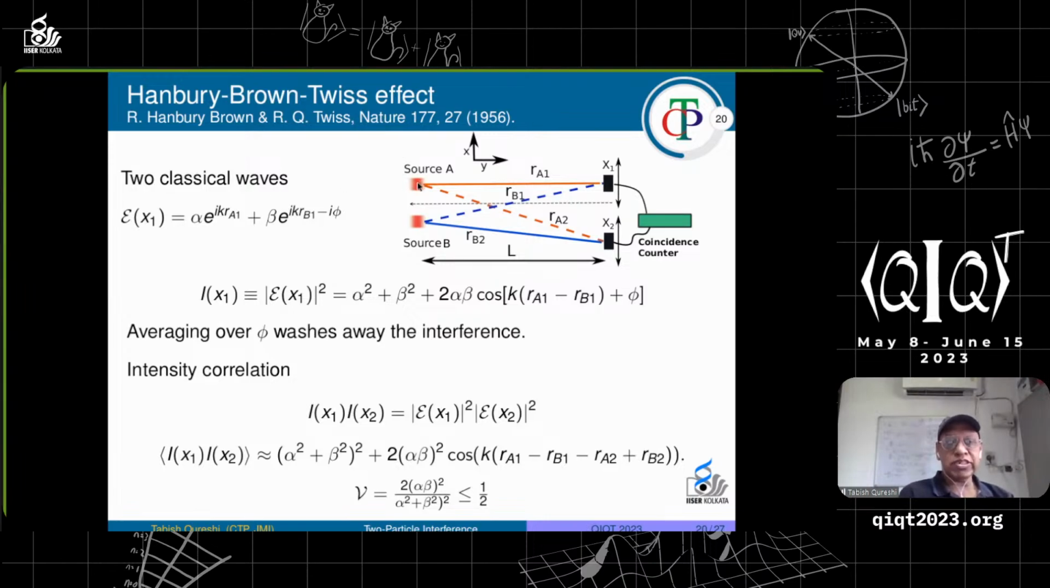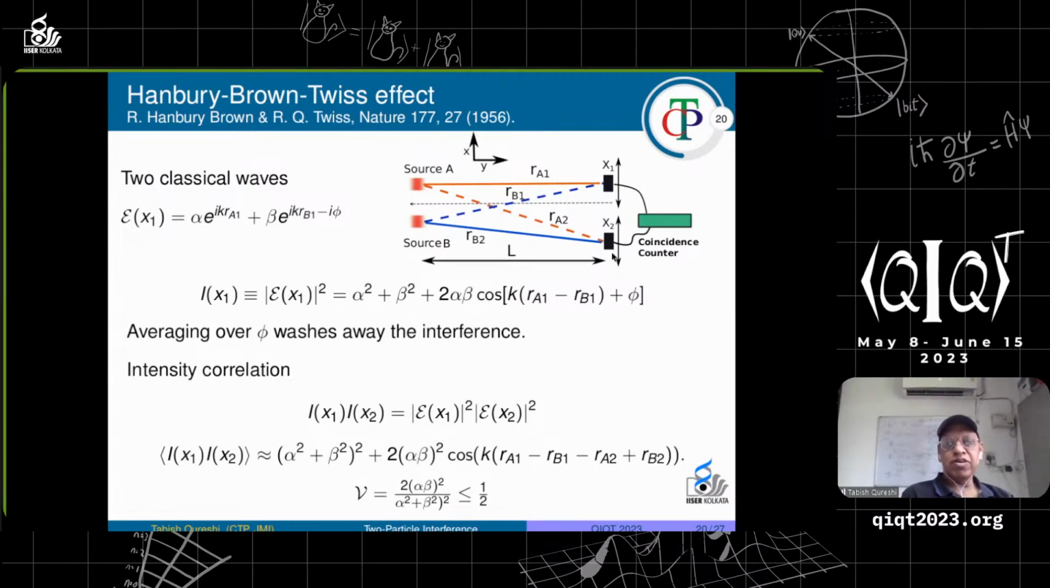So you have two sources here, and light from these two. Let me just assume that they are now classical waves. So classical waves come from here, and they will spread out over this region. And you have another stationary source, which is at a distance from source A. Here also, another classical wave is coming, and it is again spread out over this region.